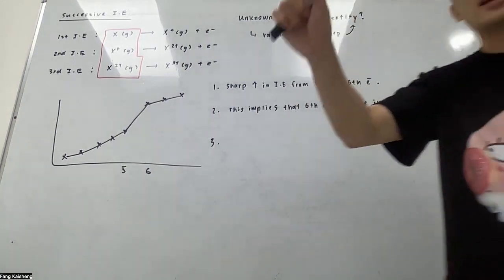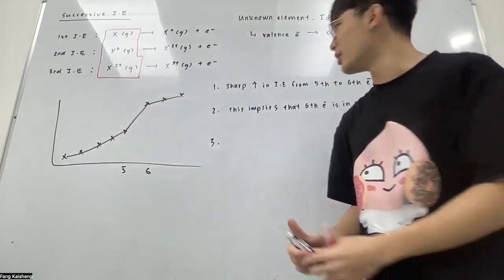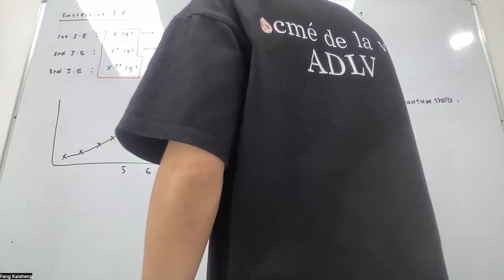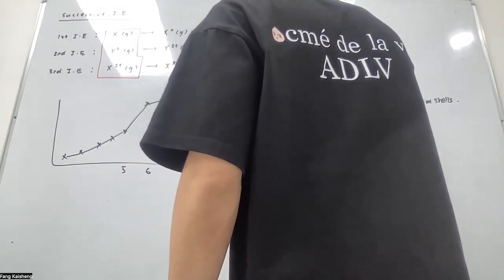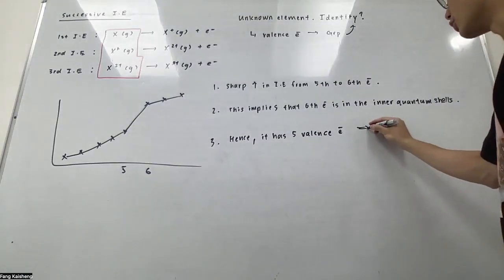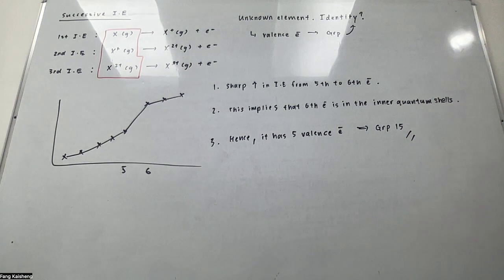So if the 6th guy is on the inside, how many were on the outside? 5 now, right? Okay, that's simple. So hence it has 5 valence electrons. So that means it's in group 15. That's our answer.